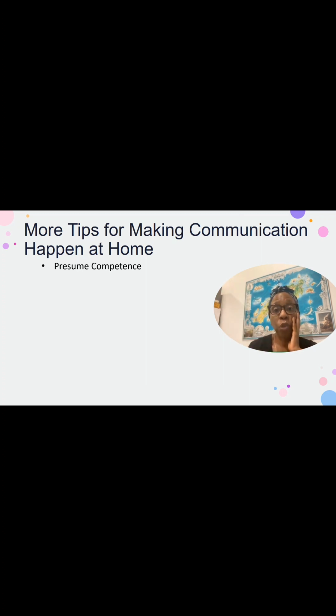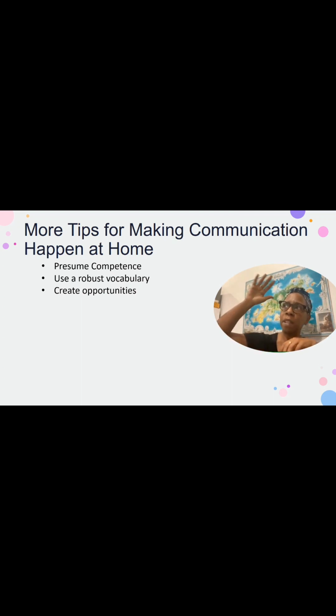Model with expectation. Model the way that you would want them to say some things, and expect them to respond. Even if they don't, it's okay, as long as you're modeling for them. Attribute meaning to the things that they're saying. So that kind of ties in with honoring all communication. So your child looks at something and says something, and they probably wanted to say cookie. You say the word cookie for them. Attribute meaning to everything that they're trying to express.